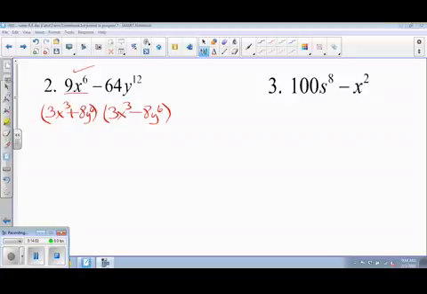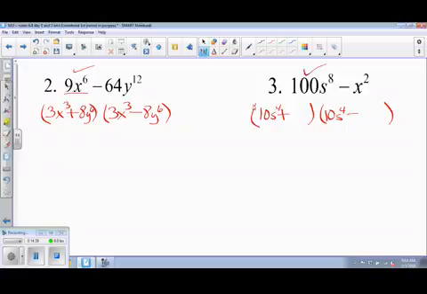Okay, so for this one, it's 2 perfect squares. Okay, so we know one's going to be plus, one's going to be minus, or reverse. Okay? What times what's 100? What times what is s to the 8th? S to the 4th times s to the 4th. Okay? Now, if I were to begin to FOIL this, I would do 10s to the 4th times 10s to the 4th is 100s to the 8th.